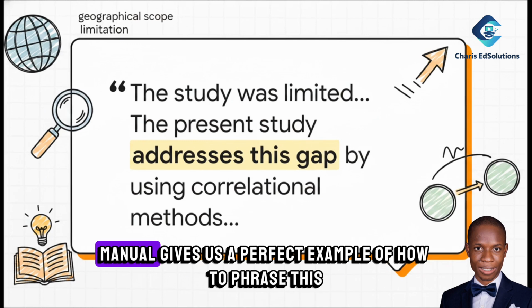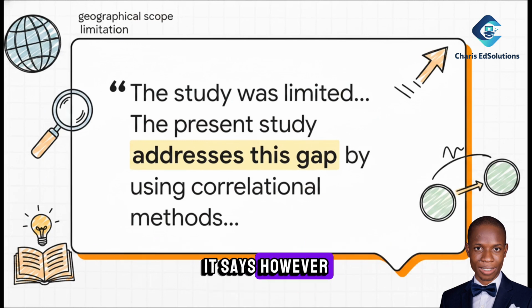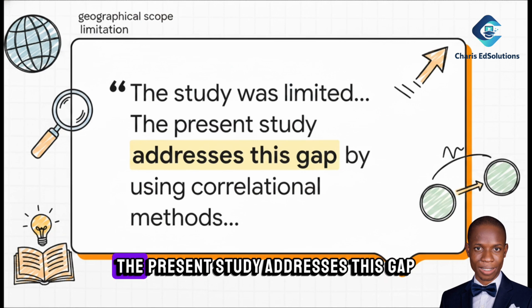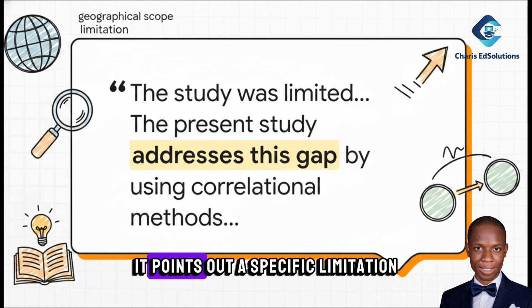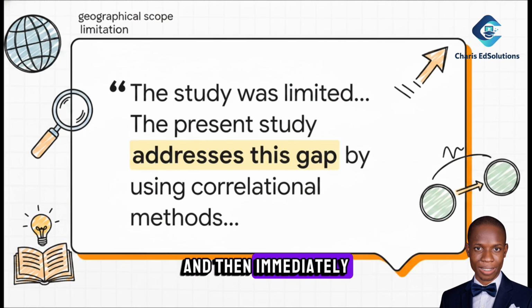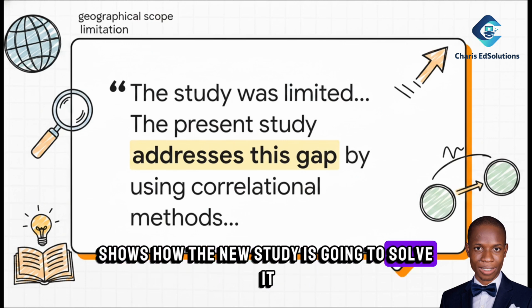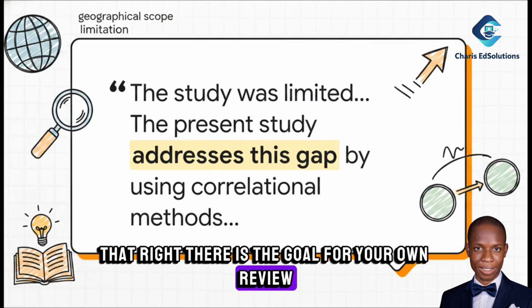And the manual gives us a perfect example of how to phrase this. It says, however, the study was limited to Lagos. The present study addresses this gap. See how clear and confident that is? It points out a specific limitation, in this case, location and method, and then immediately shows how the new study is going to solve it. That right there is the goal for your own review.